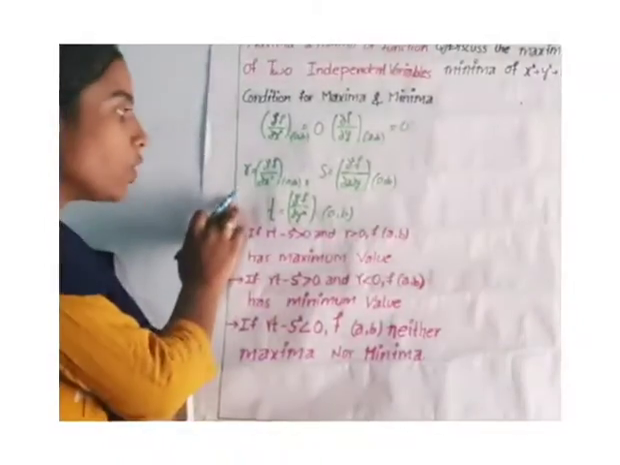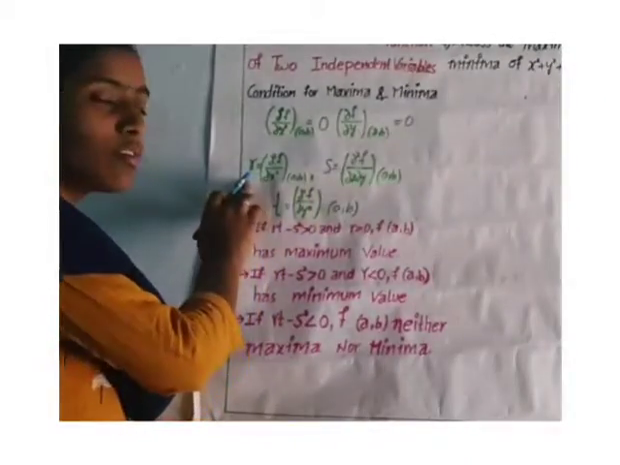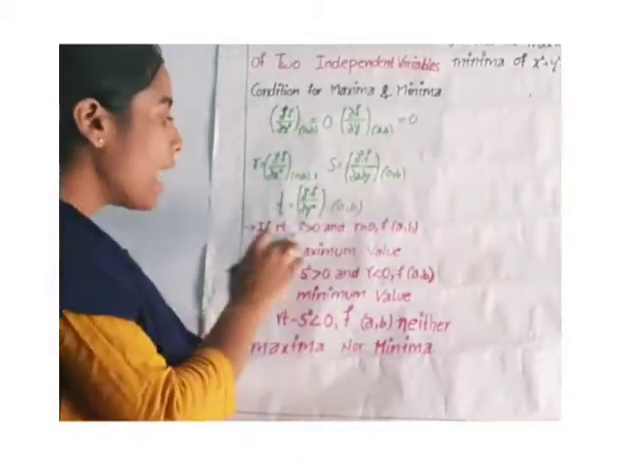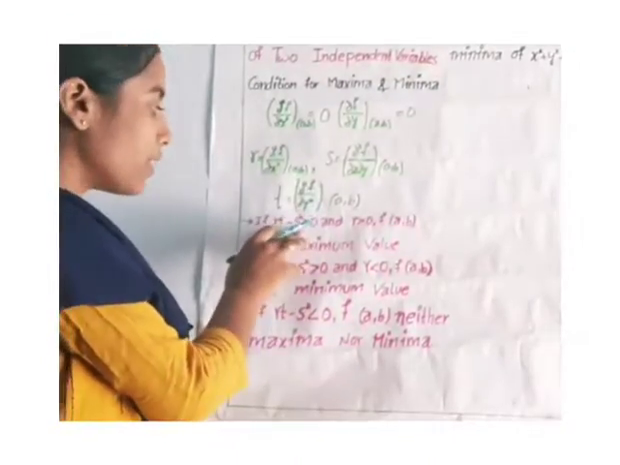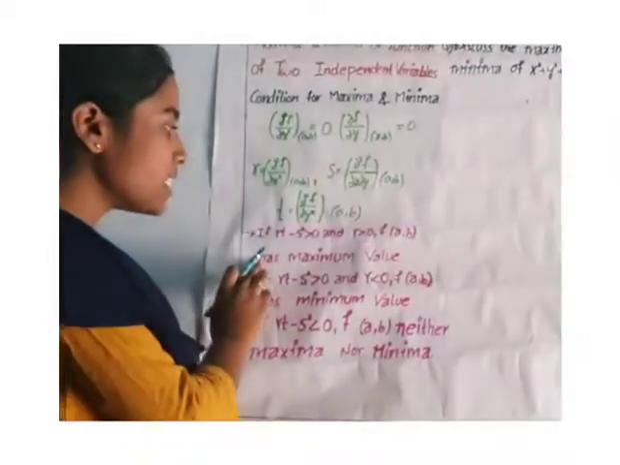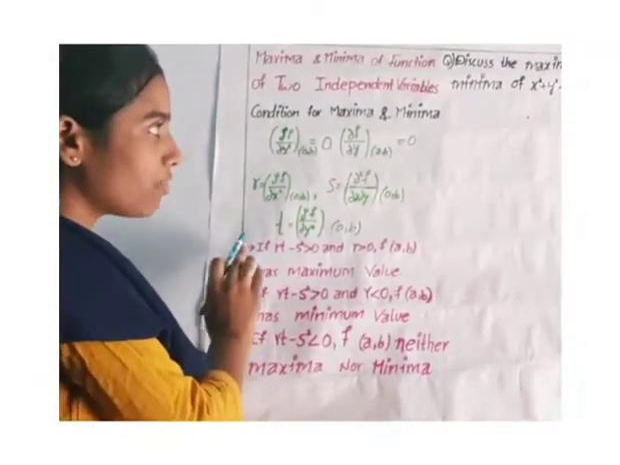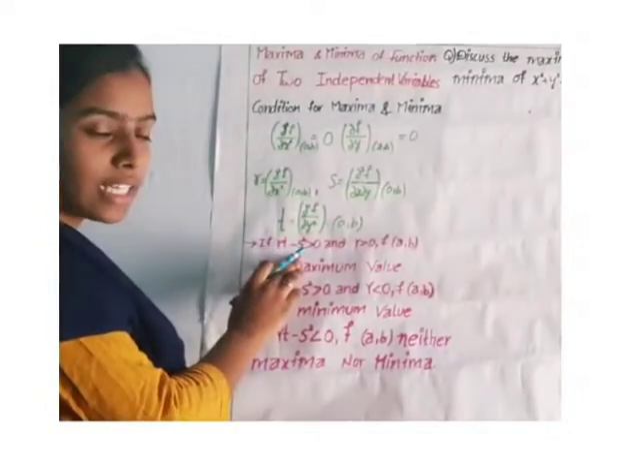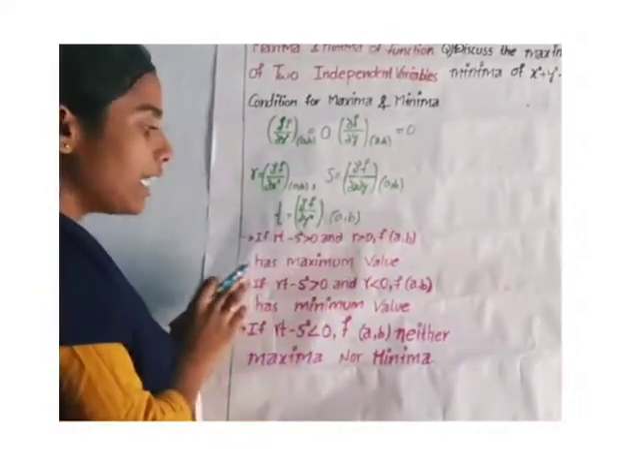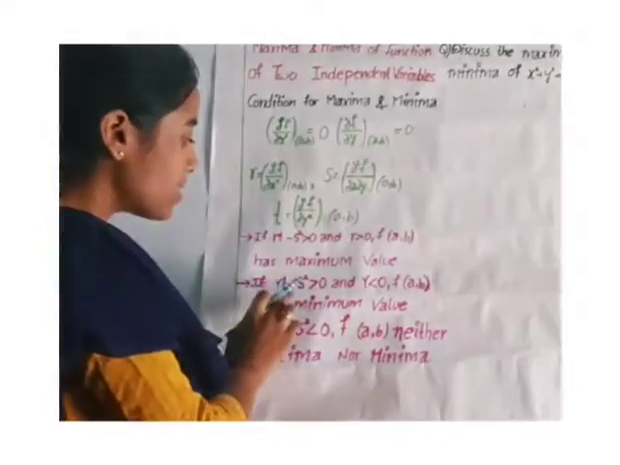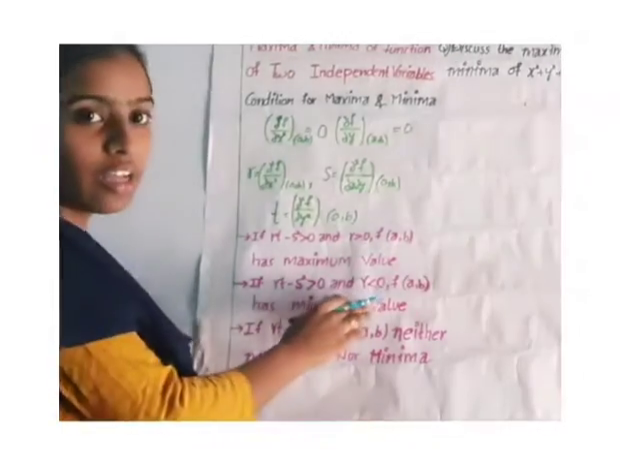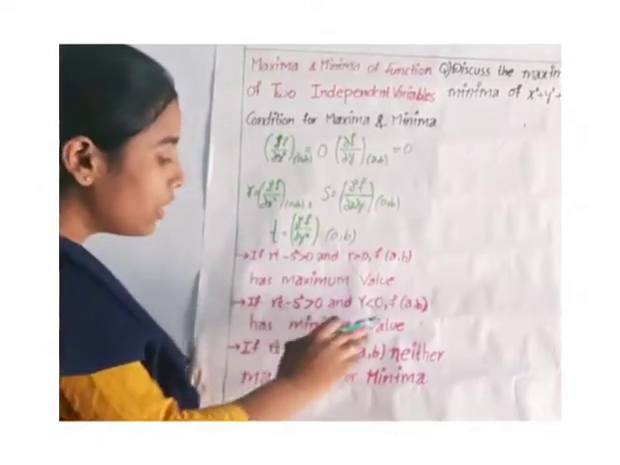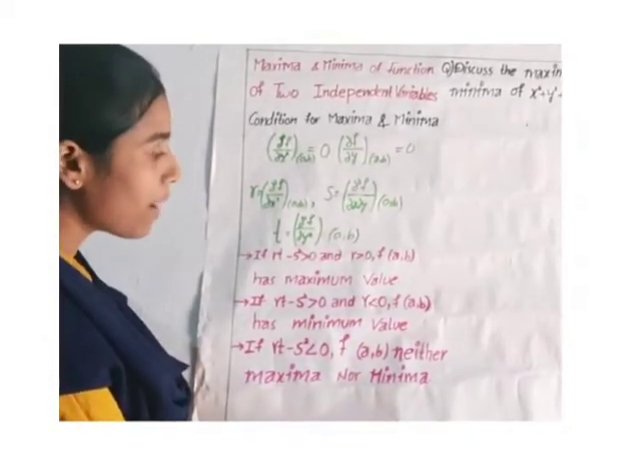Afterwards, we will find the value of r, s and t. r is equal to ∂²f/∂x², s is equal to ∂²f/∂x∂y, and t is equal to ∂²f/∂y². Now there are certain conditions by which we can find the maximum and minimum of the values. If rt minus s² is greater than 0 and r is greater than 0, it has the maximum value. If rt minus s² is greater than 0 and r is less than 0, the function has the minimum value. If rt minus s² is less than 0, the function has neither a minimum nor a maximum value.